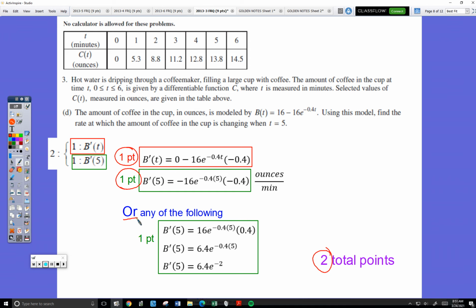The or here is just in case you kept going. You could have B prime as any of these forms. You don't have to have all 3, just any of those. You'd still get that green point.